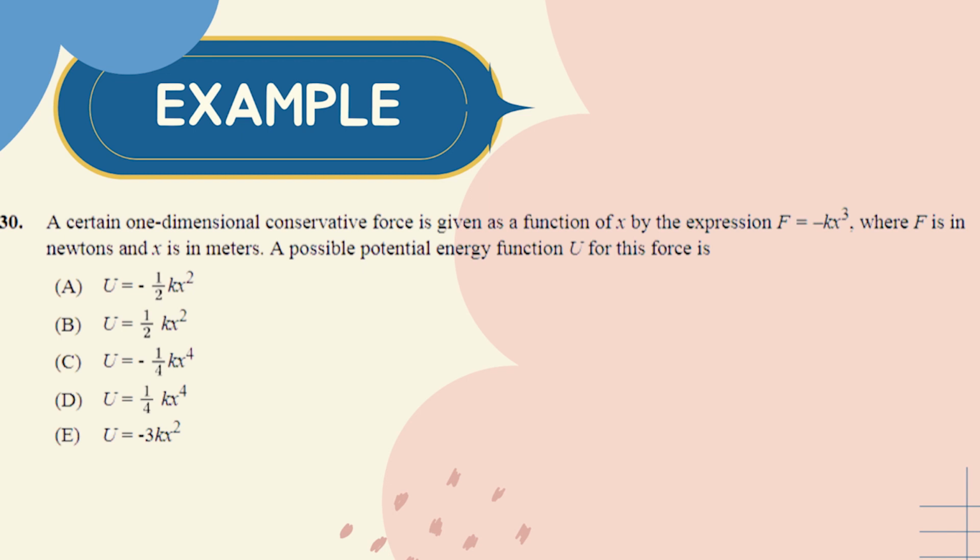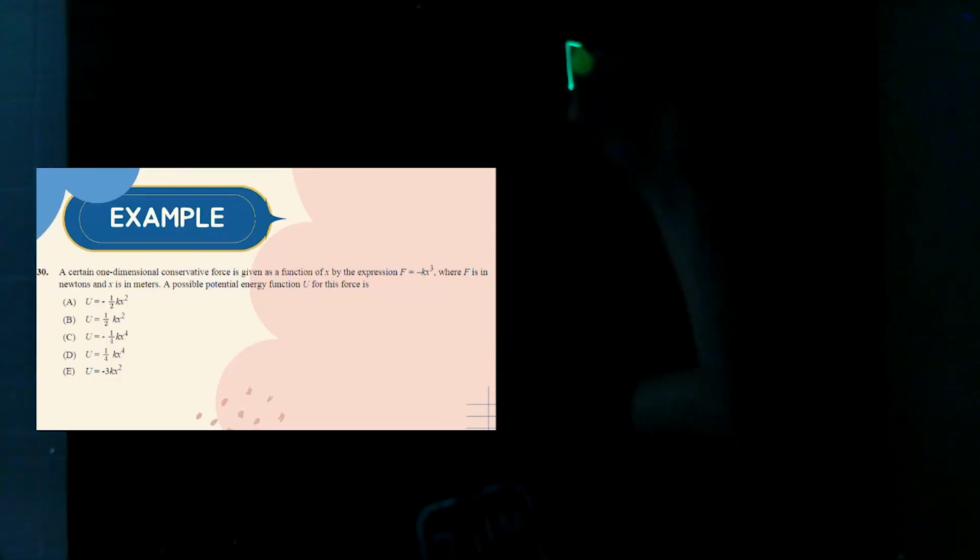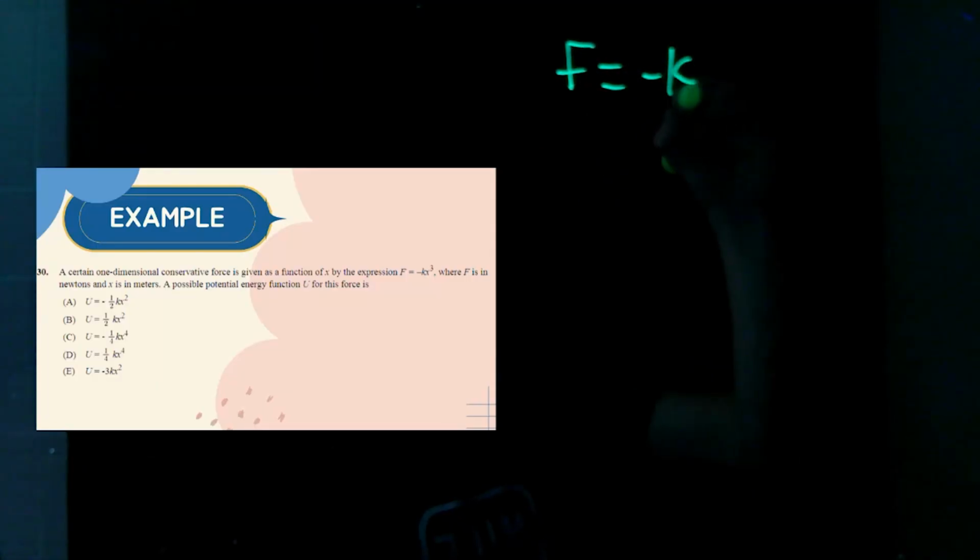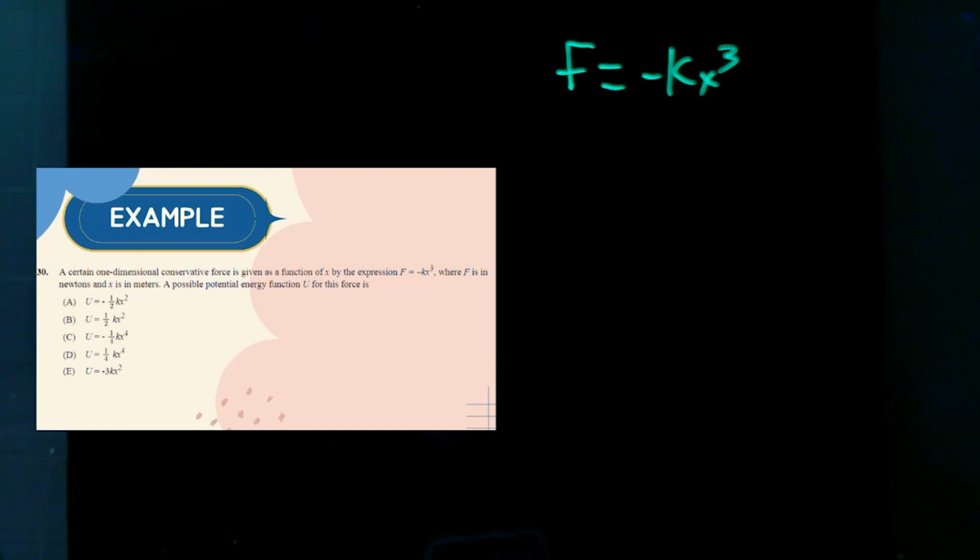All right, so question 30. A certain one-dimensional conservative force is given as a function of x by the expression F equals negative k x cubed, where F is in newtons and x is in meters. A possible potential energy function U for this force is what?